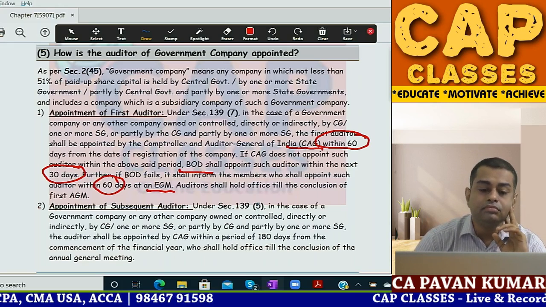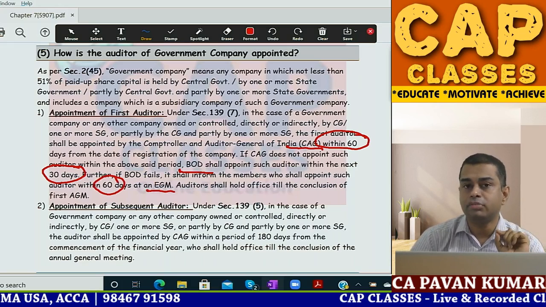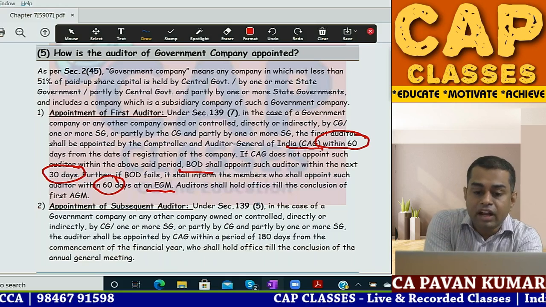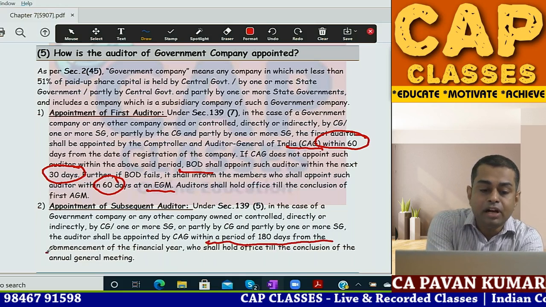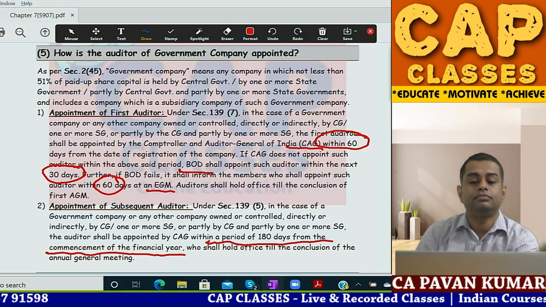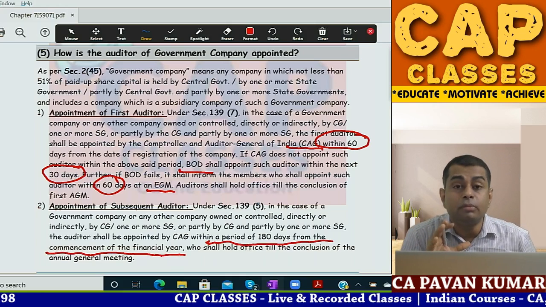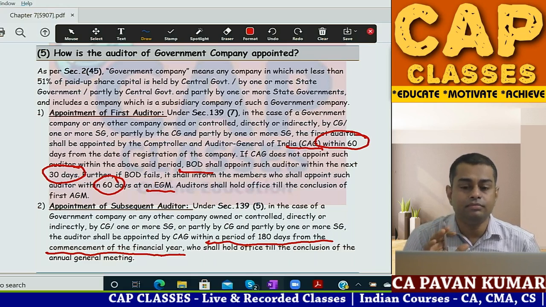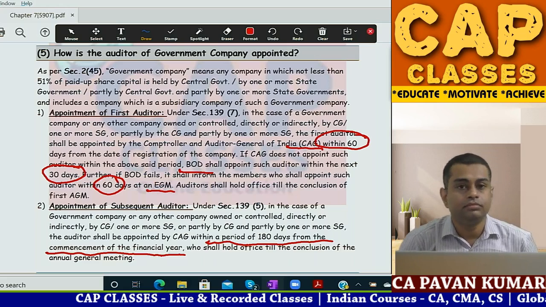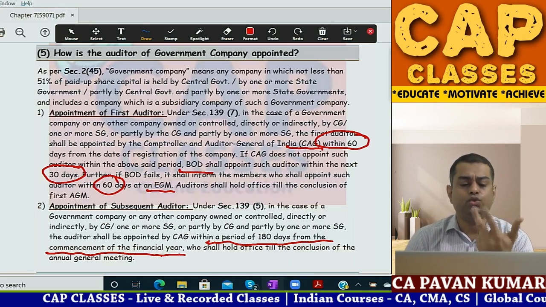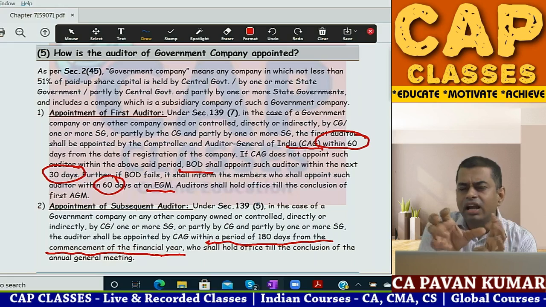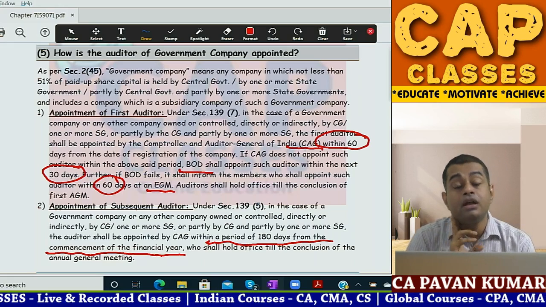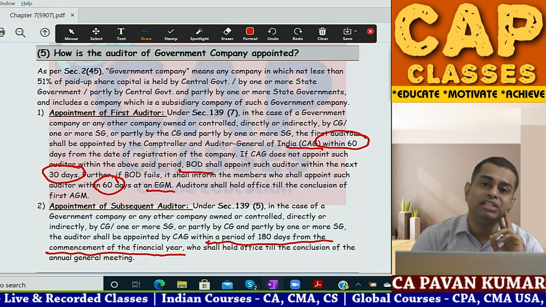That's all. When the subsequent auditor is to be appointed, very interesting: within a period of 180 days from the commencement of the financial year. Your financial year starts on 1st April, correct? So calculate 180 days. April, May, June, July, August, September. Somewhere at the end of September, 180 days will be over. Before that, you need to appoint the subsequent auditor.